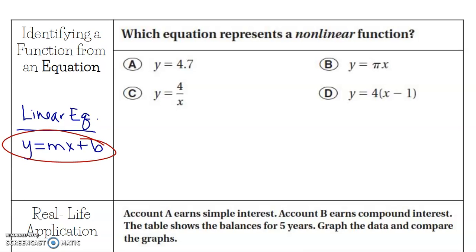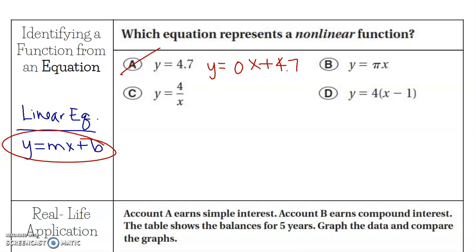So let's look at each of these problems. Looking at A, y equals mx plus b. This one does go into that form, just the slope happens to be 0, and the b happens to be 4.7. So this is linear, that's not our answer.